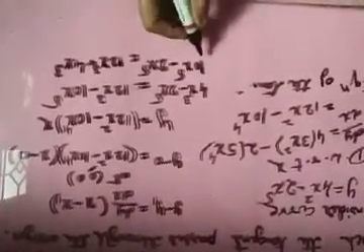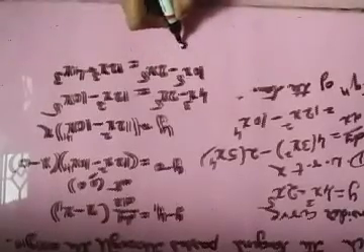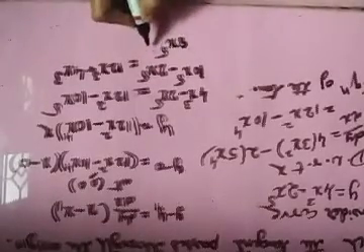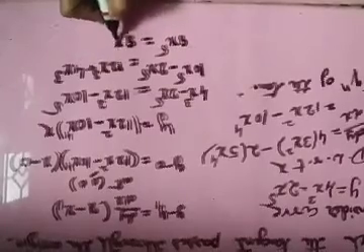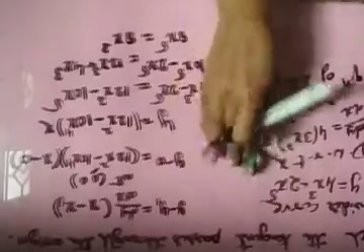What will be the further simplification? 10 minus 2, 8x raised to 5 is equal to 12 minus 4, 8x cube. What is the next step? Let us take the common term.